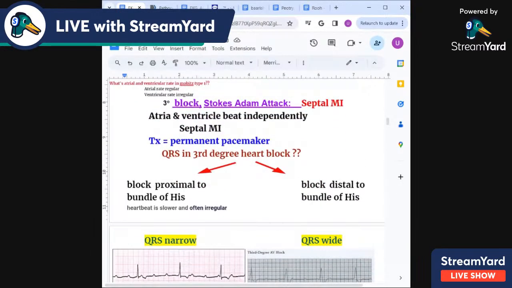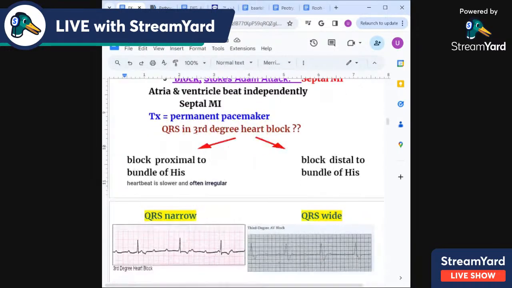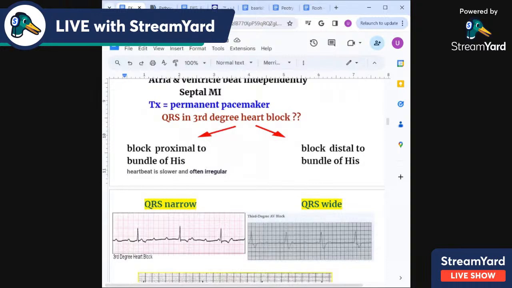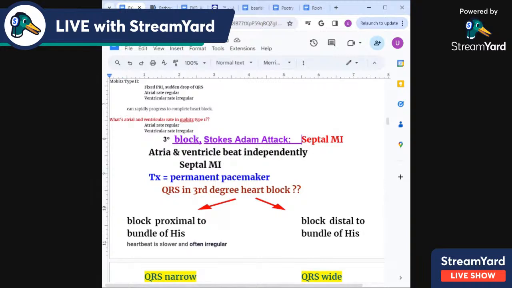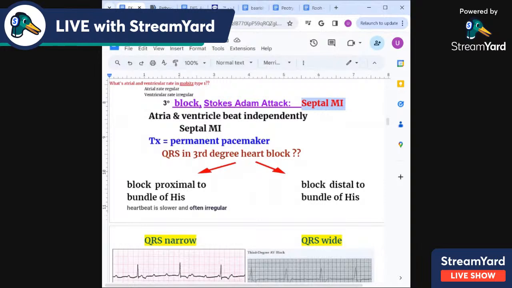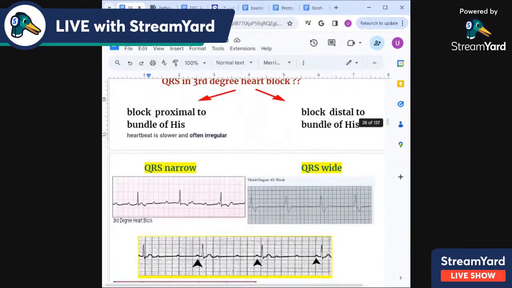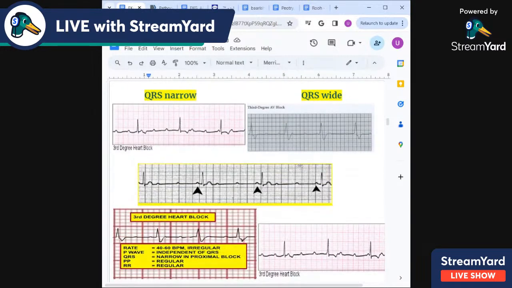Then third degree heart block also causes irregular rhythm. Atria and ventricles beat on their own. P is independent of QRS. Atria are independent of ventricles. This occurs in septal MI, though it may also occur from other causes, and the treatment is a permanent pacemaker. Third degree heart block may also cause a narrow QRS or a wide QRS: narrow QRS if the block is proximal to the bundle of His, and wide QRS if the block is distal to the bundle of His.